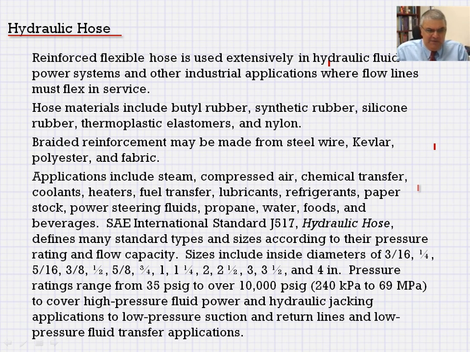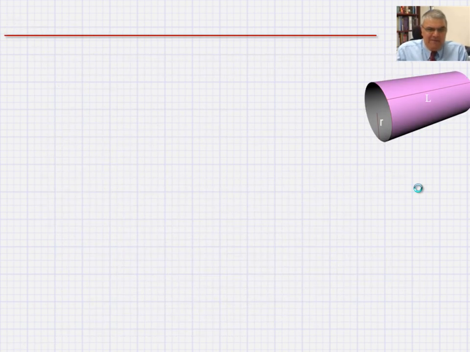The inside diameter of these hoses are 3/16, 1/4, 5/16, up to 4 inches. The pressure rating goes from 35 psig for systems that really don't require much pressure up to 10,000 psig. That's 240 kilopascal to 69 megapascal.